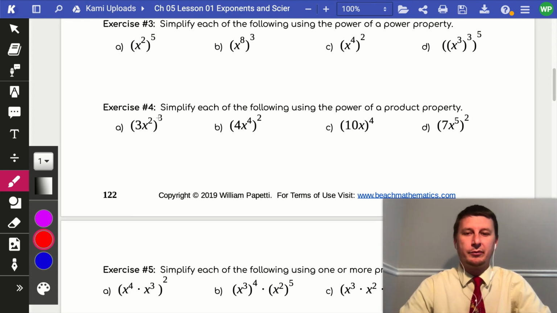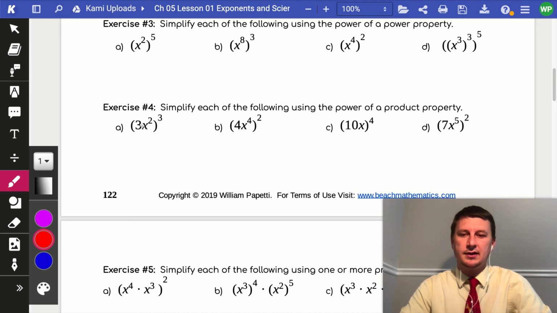And what the power of a product property says to do is to take the power that's outside the parentheses and distribute it to each part of the product inside the parentheses. So what I mean by that is we have a power of 3 outside these parentheses. And this is really 3 times x squared. So I'm going to distribute the 3 to the 3 right there, and that's not 3 times 3. This is going to be 3 to the third power times x to the second to the third.